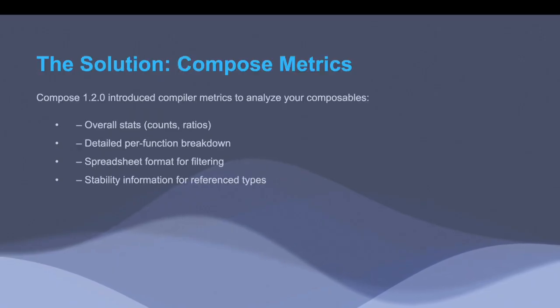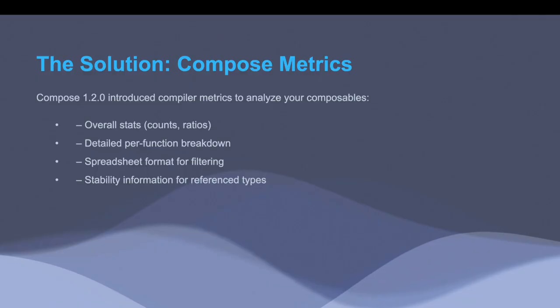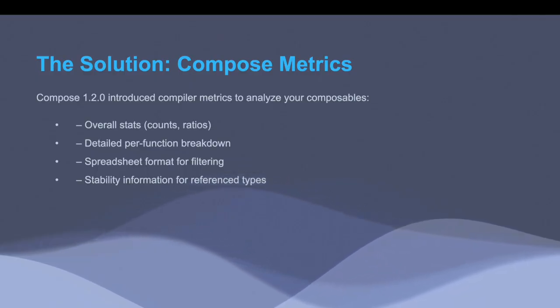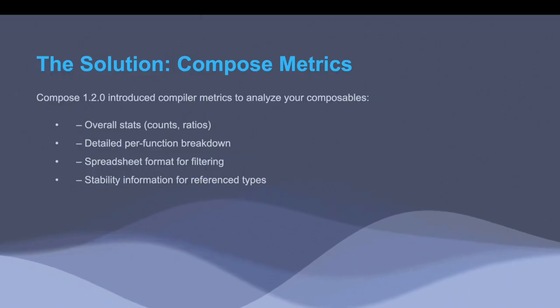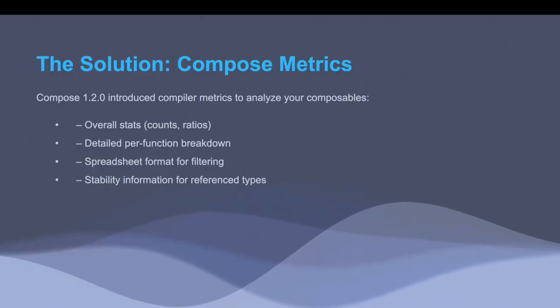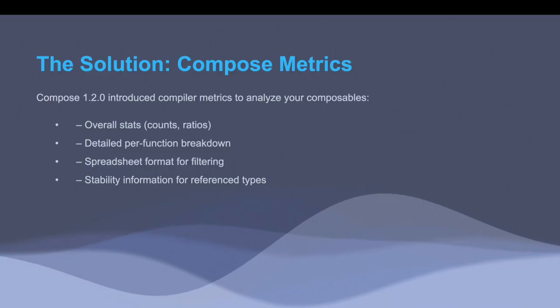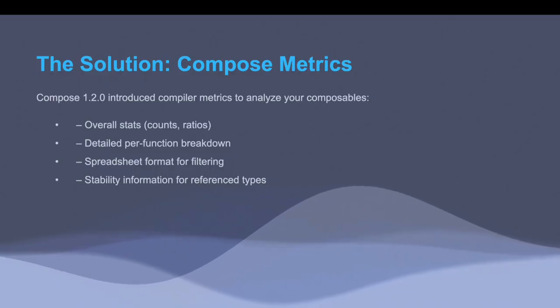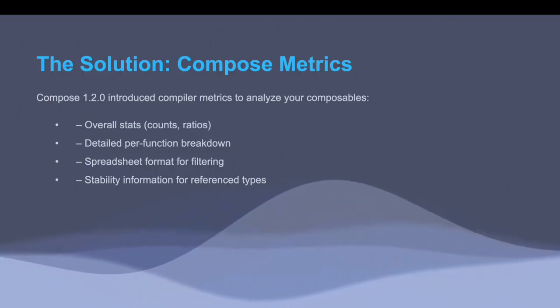Correct. So here we go. The solution is Compose metrics. Since Jetpack Compose 1.2.0 introduced compiler metrics to analyze your composables, now we have the power that the Jetpack Compose compiler itself tells us which composable function we need to optimize and which is going good.